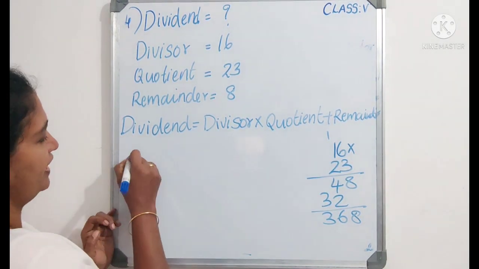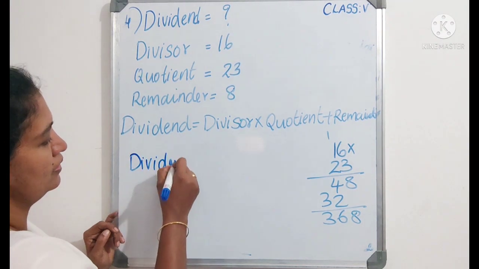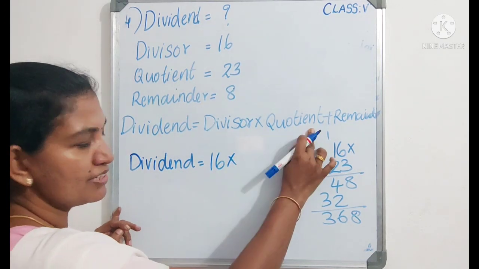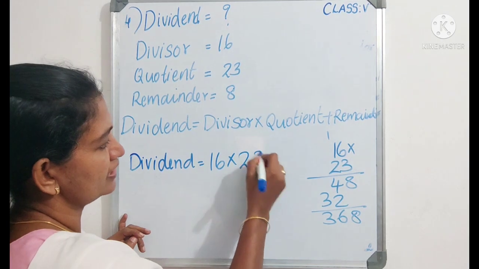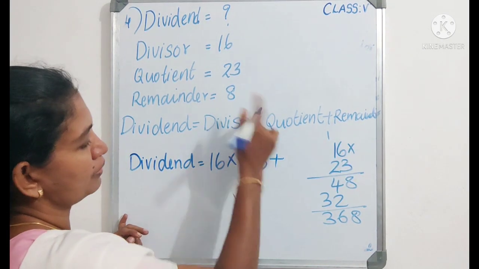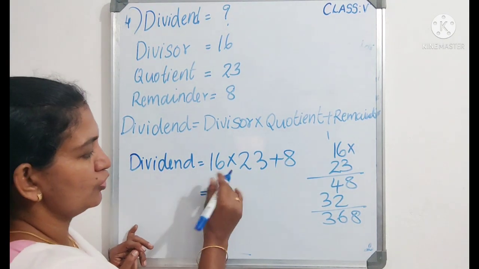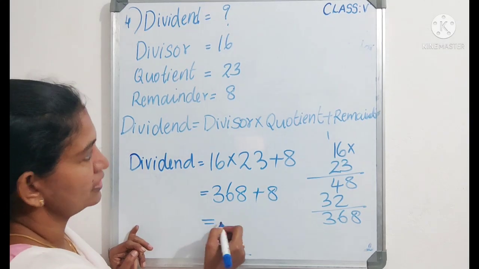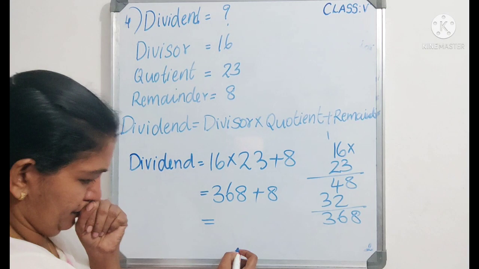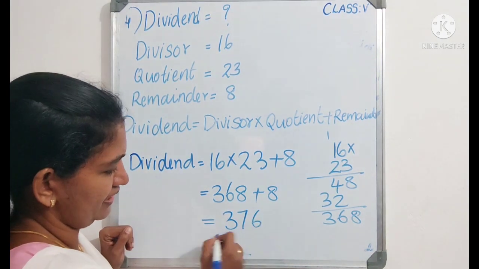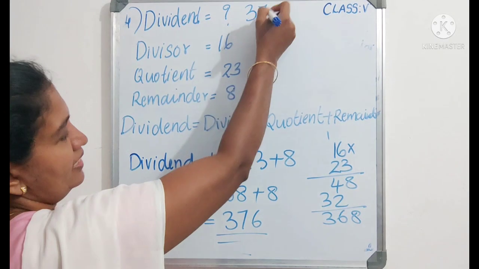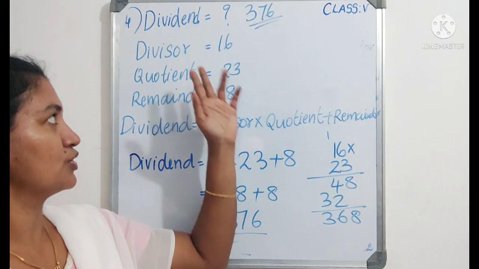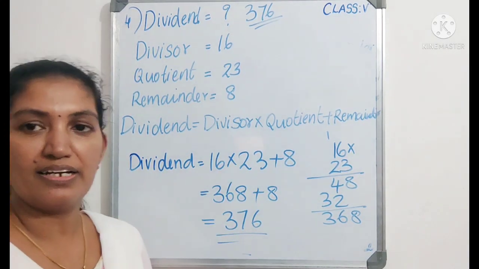So the dividend is equal to the divisor, 16, into the quotient, 23, plus the remainder, 8. 16 into 23 is 368, plus 8 is equal to 376. So the dividend is 376. Understood all of you? In this question the dividend is not given, all other things are given. So we apply the values, then we get the dividend.